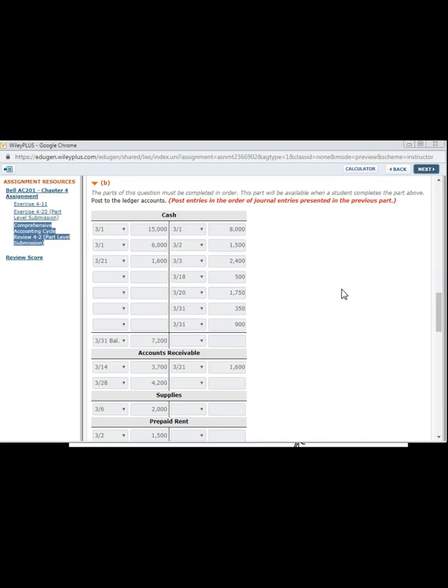So if you look at your assignment sheet, I only want you to do A through G, but make sure you get this done because we're going to go over how to finish it up. We'll look at closing entries and that sort of thing on Tuesday's class.